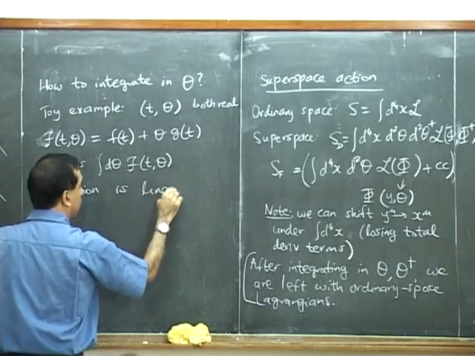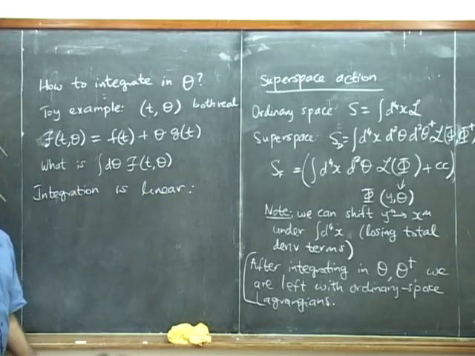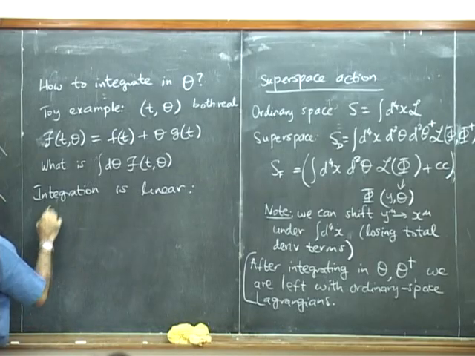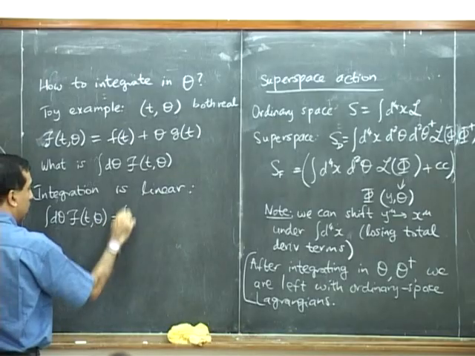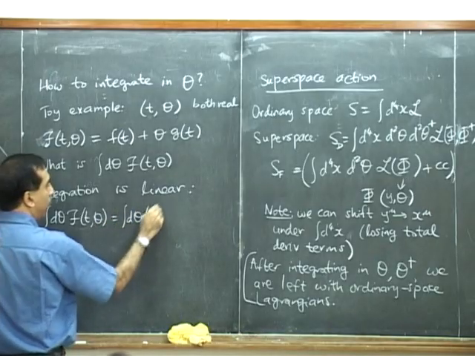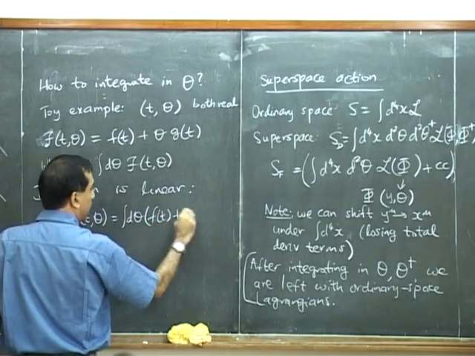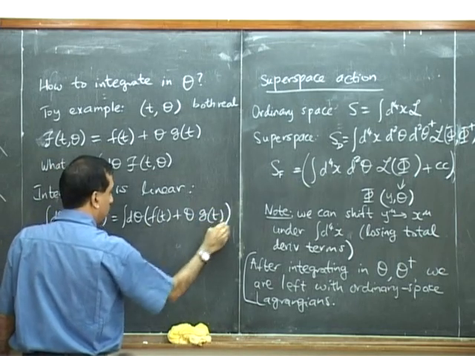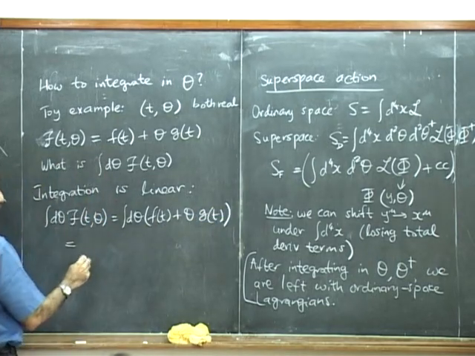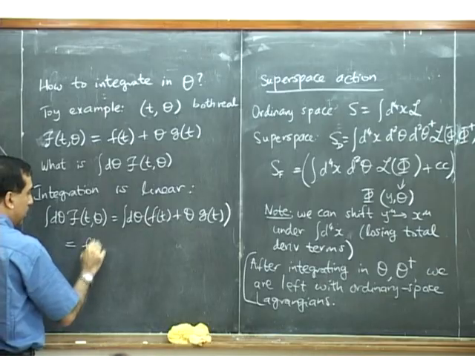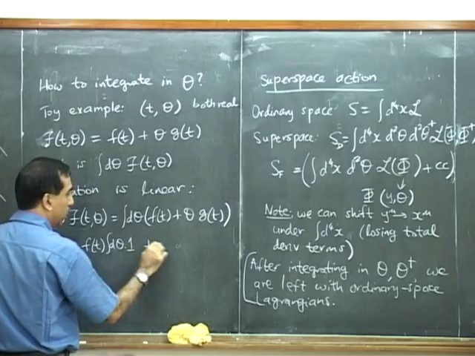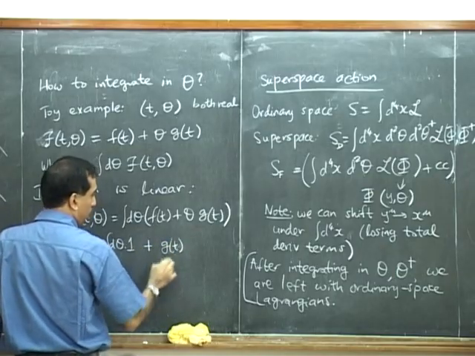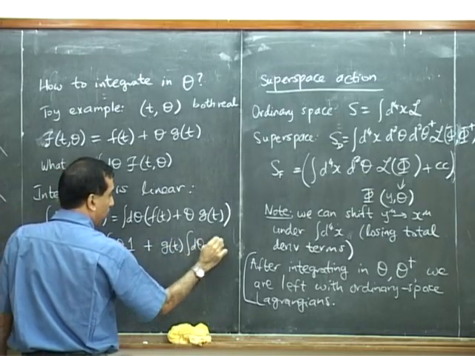So I'm assuming that the theta integration has the same linearity property as ordinary integration. Therefore, integral d theta of f of t and theta is the same as integral d theta of f of t plus theta g of t. This is of course trivially true. Linearity tells me that this is f of t times integral d theta of 1, plus g of t times integral d theta of theta.